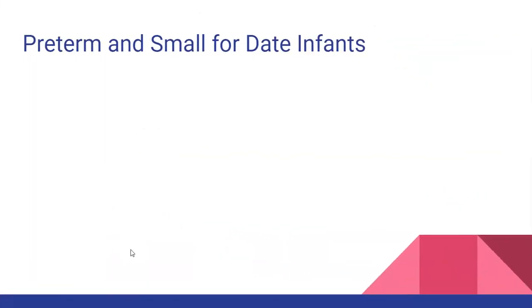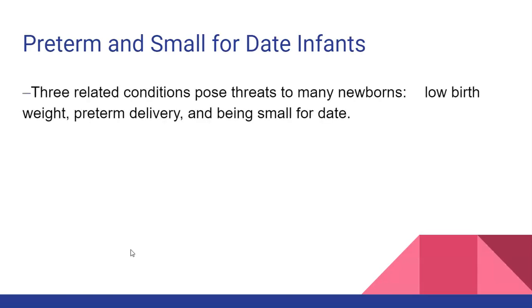There may also be other issues that come about after a child is born. A child may have come early, or they may also be underweight. So there are 3 main issues that cause threats to newborns. The first is low birth weight. The second is having a preterm delivery, so being born before your due date.